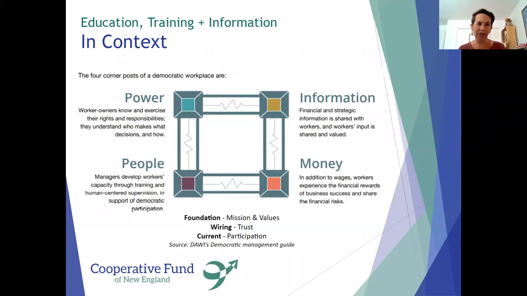And education and training is really what keeps that current flowing by letting people learn the skills that they need to effectively make decisions together and share power, by helping them interpret information that the co-op's sharing and make meaning out of it and make decisions together. And by understanding what models help the co-op be financially sustainable so they can participate financially.